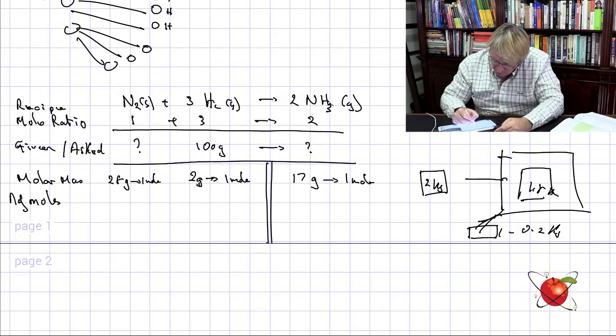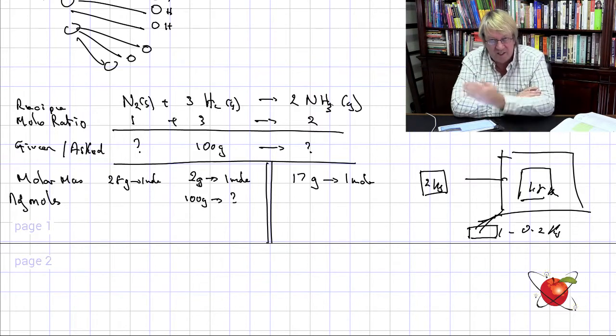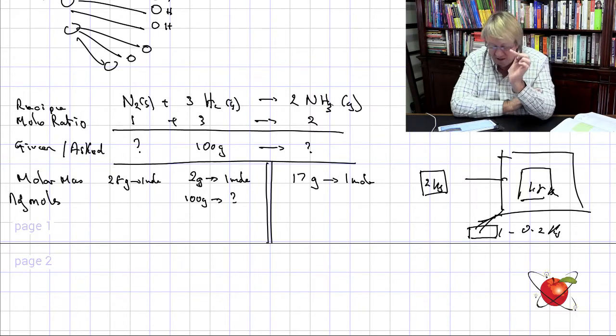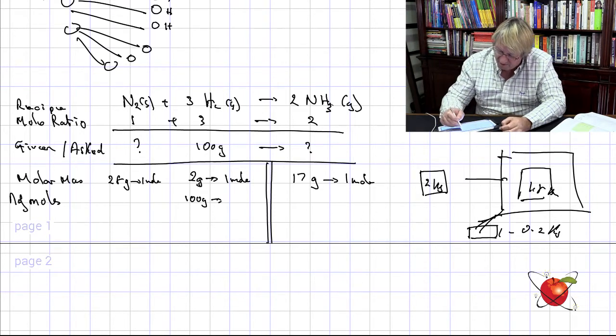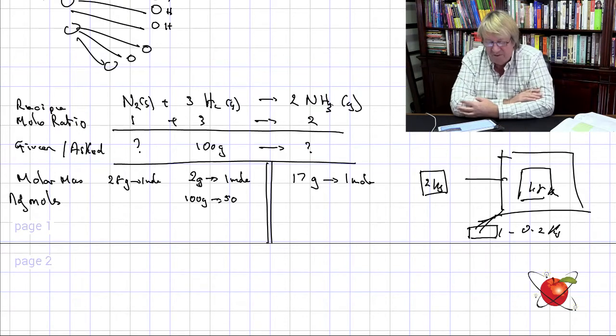Okay, 2 grams is 1 mole. We have got 100 grams. Therefore, how many moles is that going to be? Can you see the ratio? 2 as to 1, 100 as to, how do I get it? I'm going to say, right, I have to say 1 mole is 2 grams. Therefore, 100 is going to be, and we divide it by 2. So we're going to get, okay, right, 50 moles.